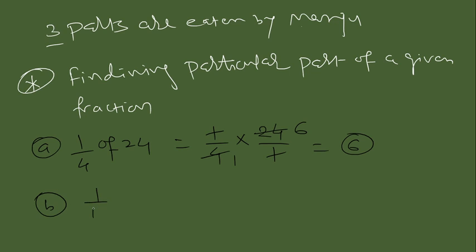Question number B. 1 by 12th part of 36. So how do we write here? 1 by 12 right here. Of is multiplication sign. Right here 36 divided by 1. 12 1s are 12, 12 3s are 36. Answer is 3. Next, fifth part of 50. How do we find the fifth part of 50? So right here 1 by 5th multiplied by 50 divided by 1.